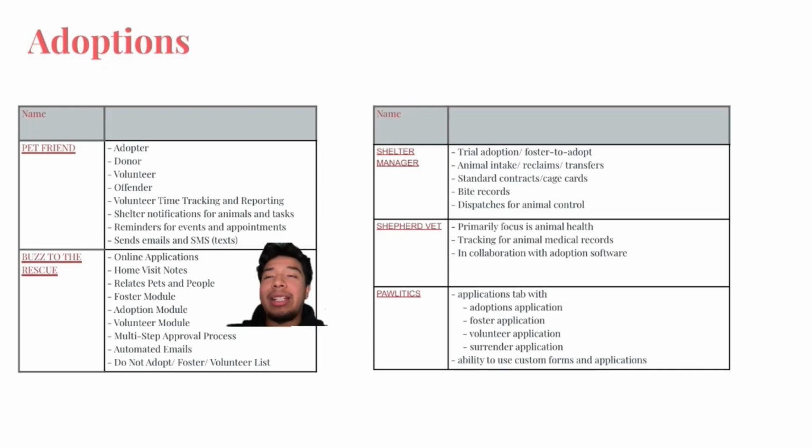Shepherd Vet, I already explained, is more on the health related side, so they don't have a lot for adoptions, but they do collaborate with other adoption software. And Polytics, it's more of the typical applications and stuff like that.